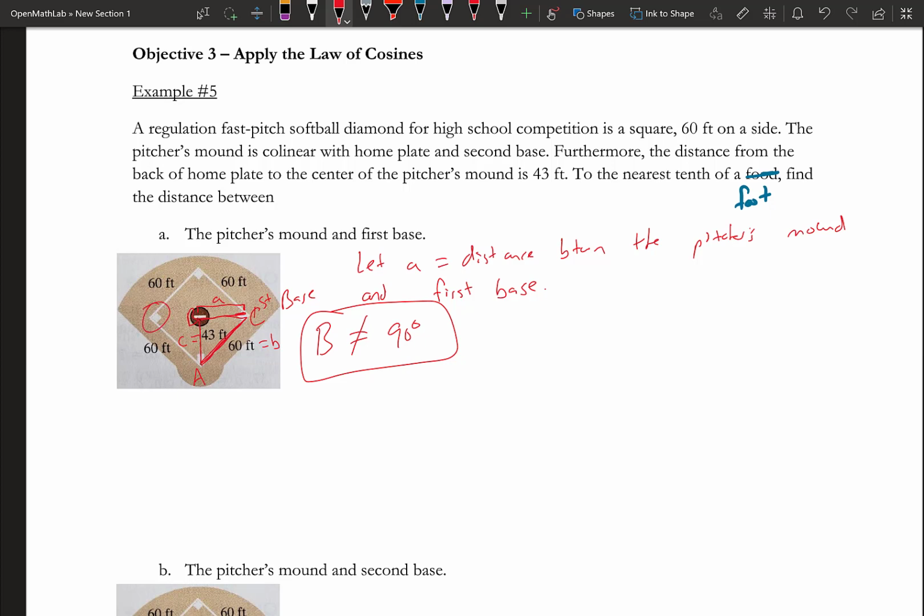However, since this is a square, these angles are 90 degrees, right? Where home plate meets at the vertices of the square, those are going to be 90 degrees. So another important word is collinear.